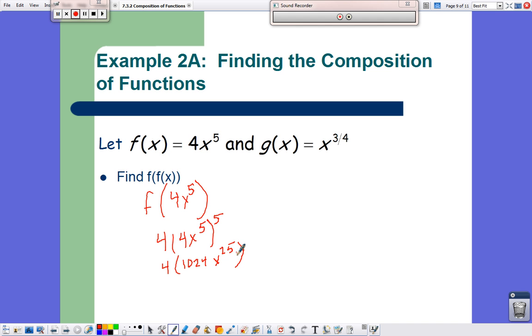Okay? And the only other last thing that I need to do is simplify, and so I'm going to take 4 times 1,024 and get 4,096 x to the 25th. Okay? Okay. All right, that concludes lesson 6.3.